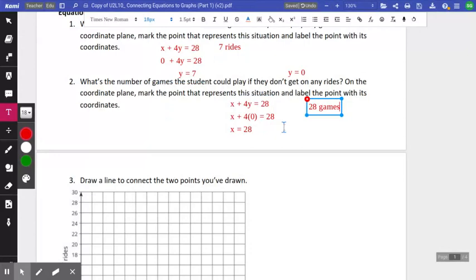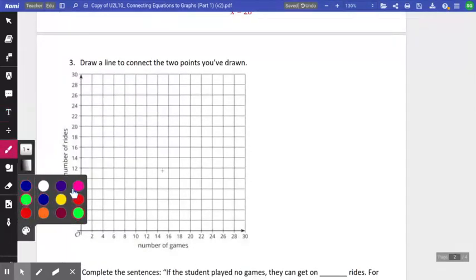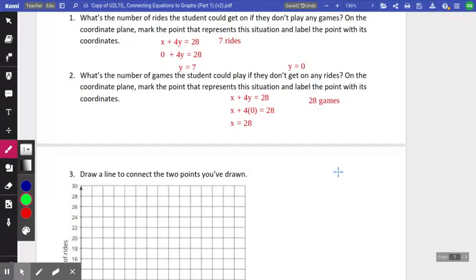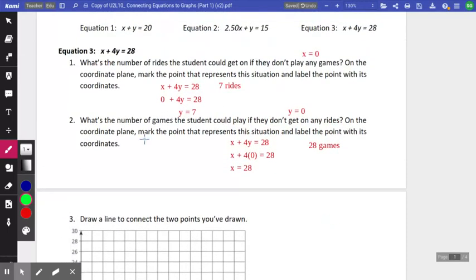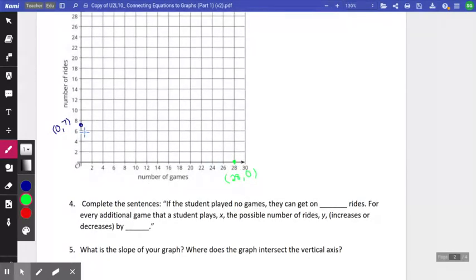Similarly for this first part, let's represent this as a point on my graph. If they don't go on any rides, they can play 28 games. On our graph, we're going to say they can play 28 games and go on no rides. That would be this point here, which is at 28 on my x-axis and 0 on my y-axis. Notice I didn't go up or down. So we've got that right there as my second point. Now, one of our goals with these problems is that I've given us an equation to look at. We want to represent this with a graph. Remember, the whole purpose of this lesson is connecting equations to graphs. Once I found how many rides I could go on if I play 0 games and how many games I can play if I go on 0 rides, that gives me 2 points on our line. In order to graph a line, you need 2 points. Well, I've just found 2 points, so I can go ahead and graph my line.